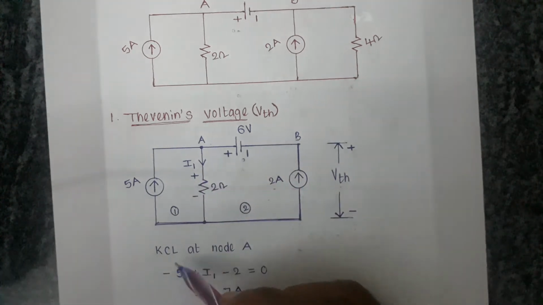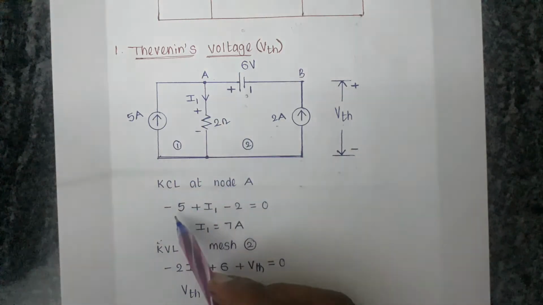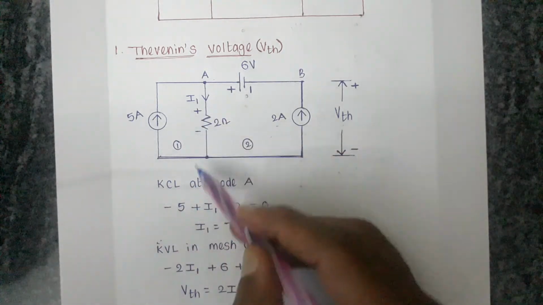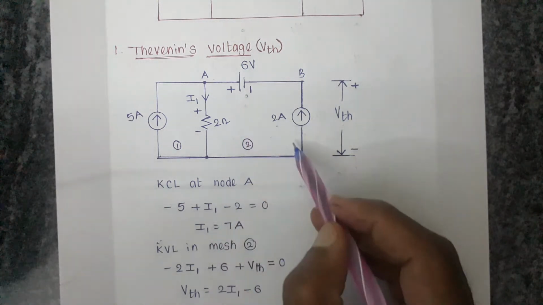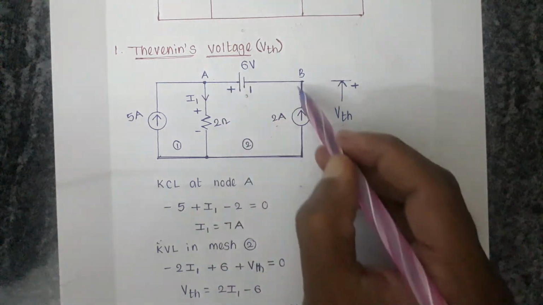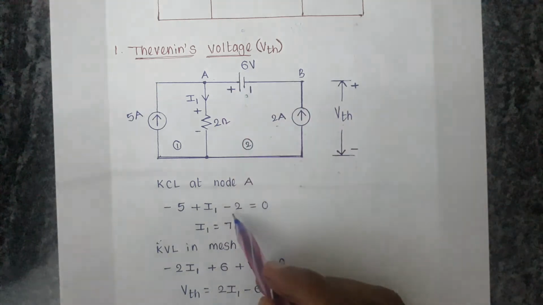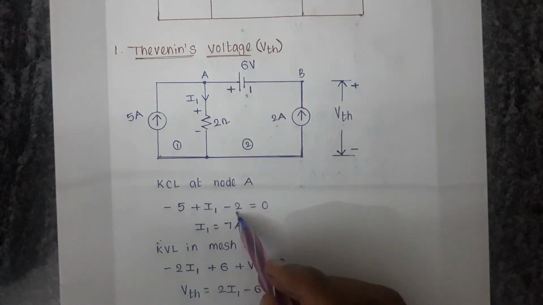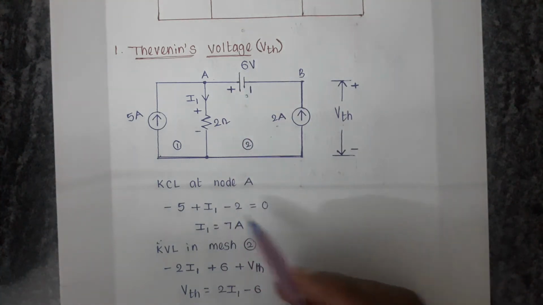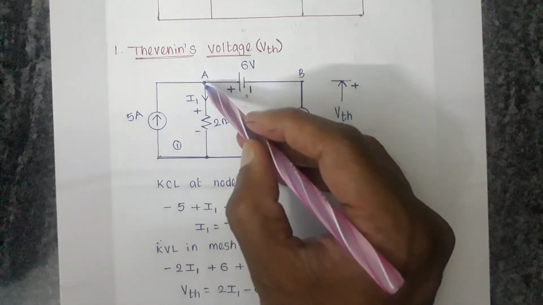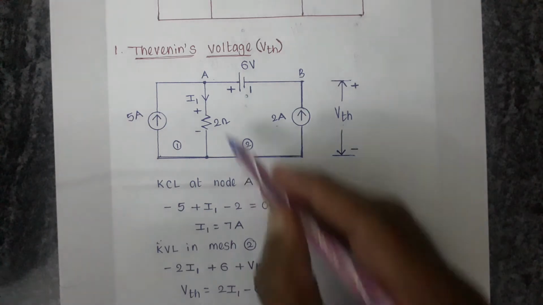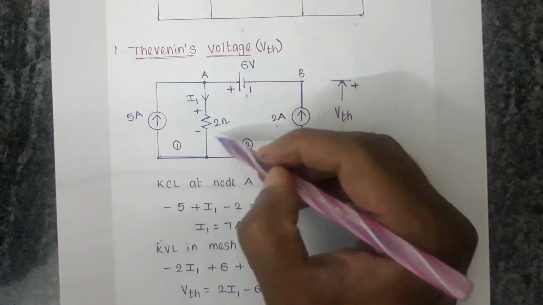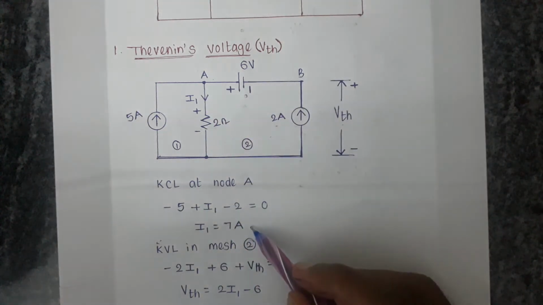If you write KCL at node A, for the currents coming to the node, take a negative sign. Current is coming towards the node, so -5, and I1 is leaving the node, that's why plus I1, and this 2 amperes is coming to the node, so take a negative sign, -2 equals 0. So this is KCL at node A. If you rearrange the terms, I1 equals 7 amperes. So the current in this 2 ohm resistor is 7 amperes.